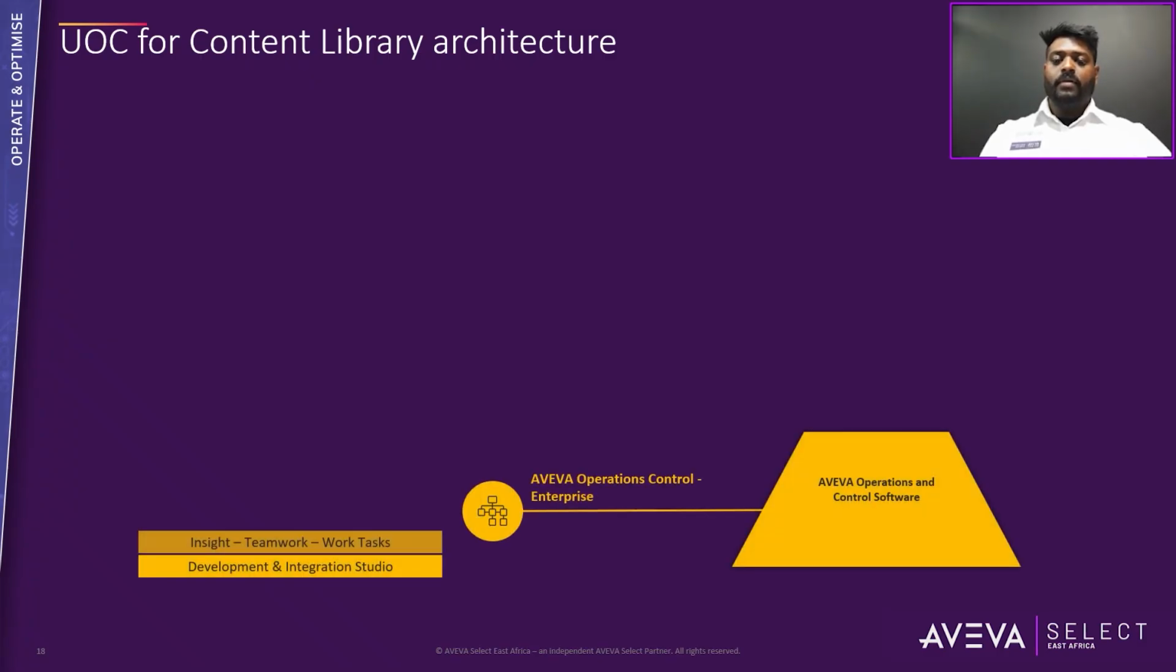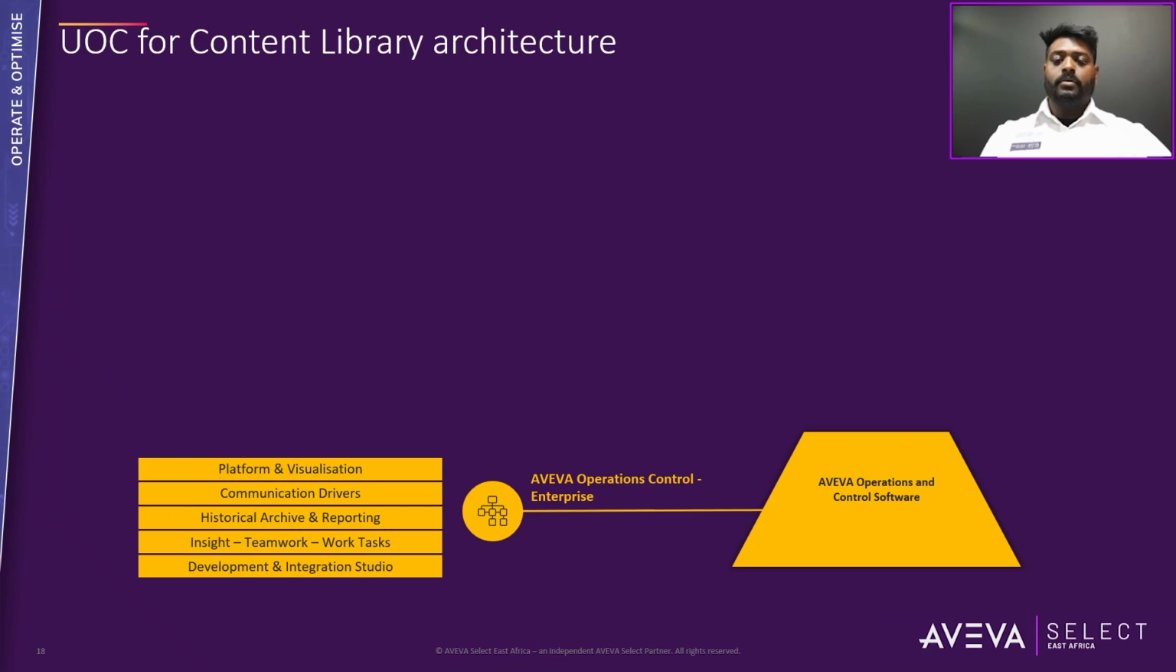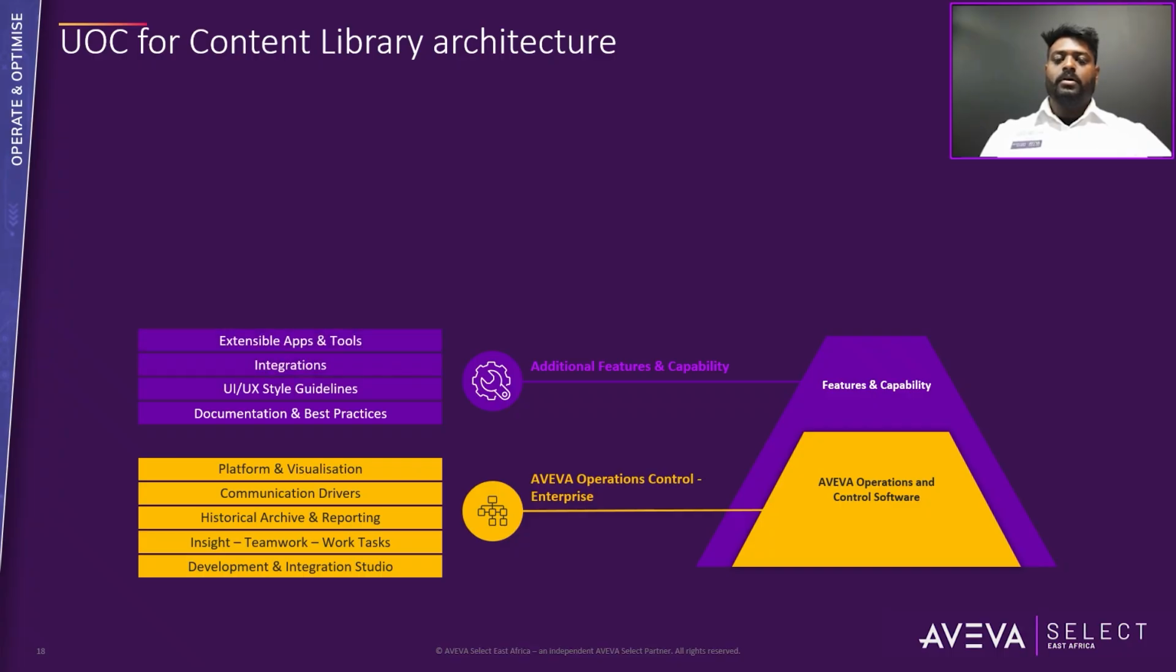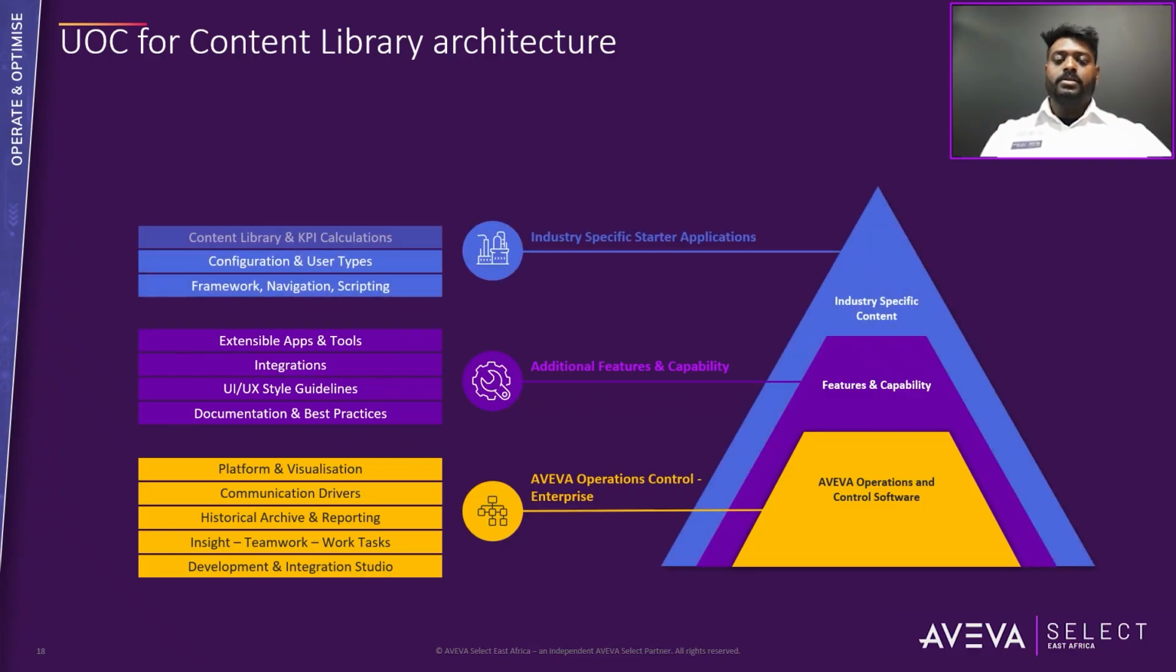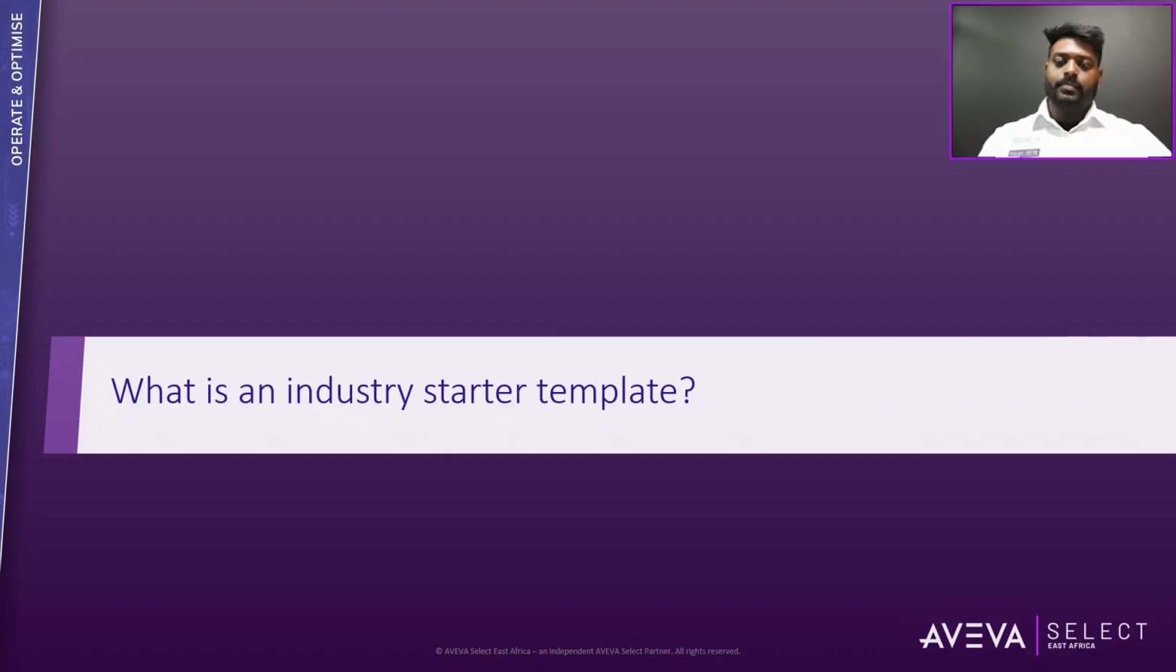On the bottom layer, we have our AVEVA operations and control software. Here we're looking at the platform and visualization, comms drivers, historical data, and reporting. The next layer is our features and capability. Here we focus on extensible apps and tools, different integrations, different user interfaces. The final layer is the industry-specific content. Here we have specific industry graphics in our starter applications, content library, and our framework navigation and scripting of the system. What is an industry starter template?